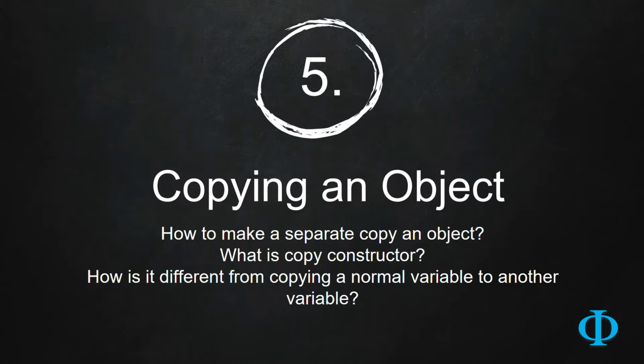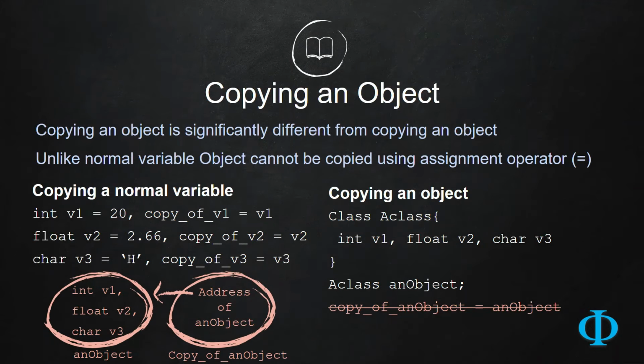Now we are going to learn how to copy an object. That is, how to make a separate copy of an object, which is significantly different from copying a normal identifier, that is a normal variable or constant. So when it comes to a normal variable or normal constant, you can just use the assignment operator to make a copy of that variable or constant.